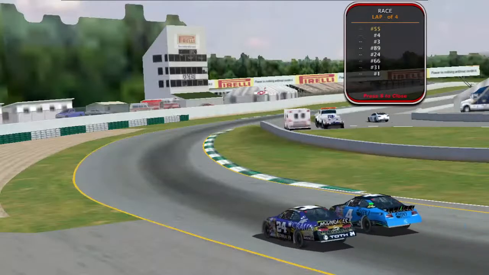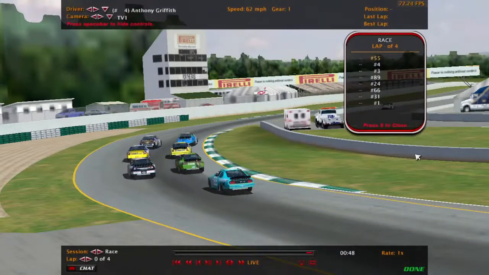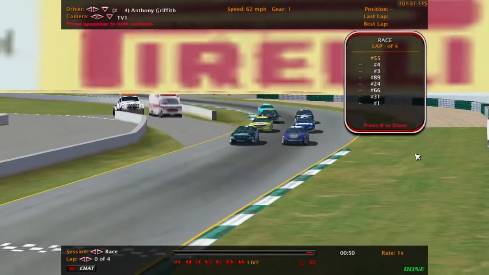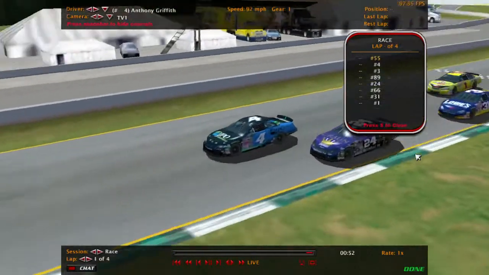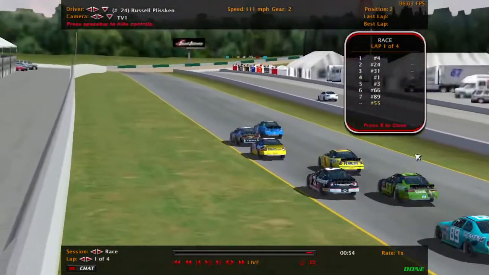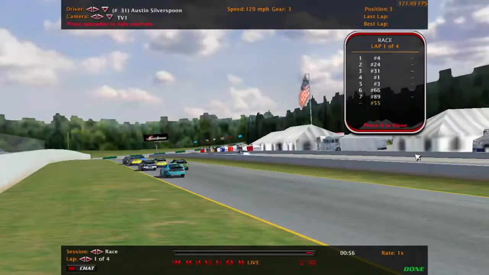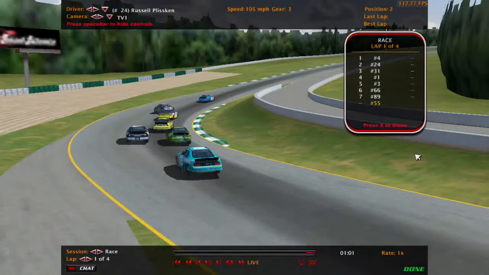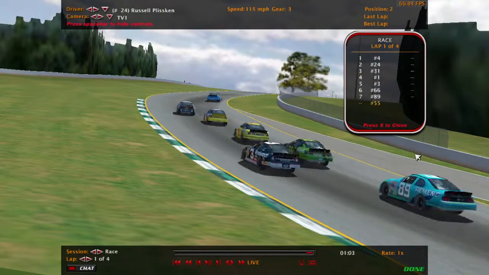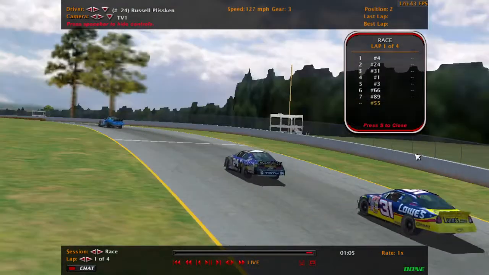Down the hill they go! Remember, only 2 cars go home in this. Green flag is out. Griffith gets a great start. Pliskett in second. Austin Silverspoon in third. I think the big thing in this one is just, can the 24 make it? Is the big question.